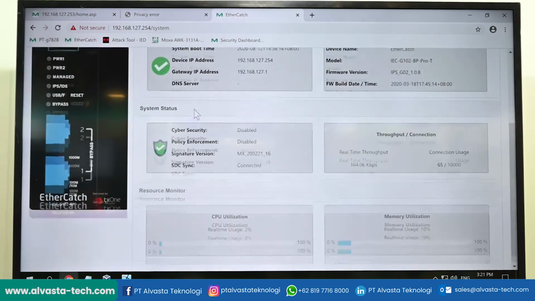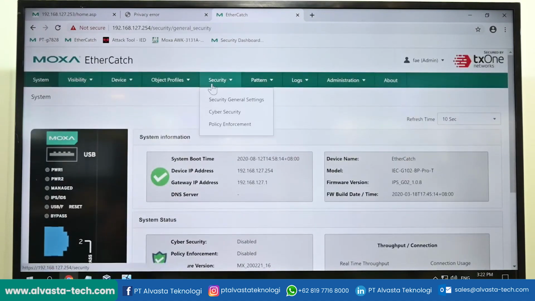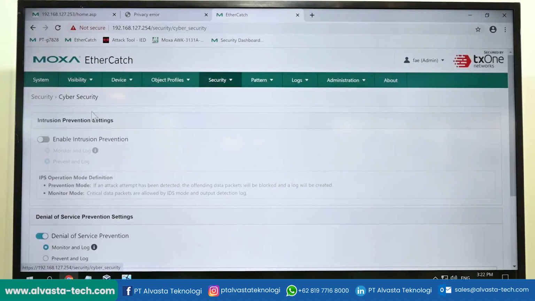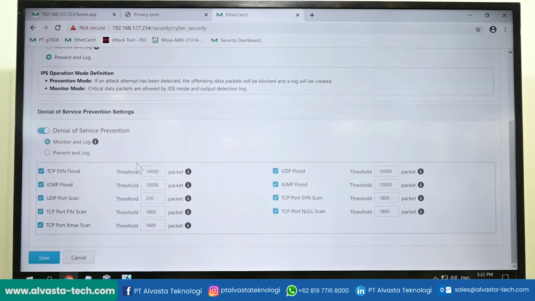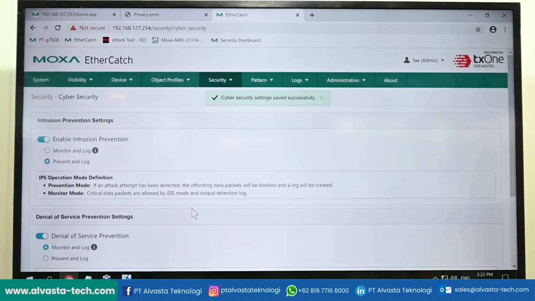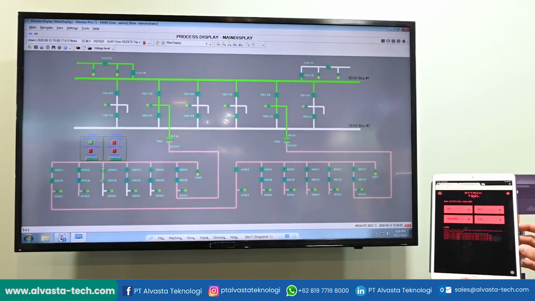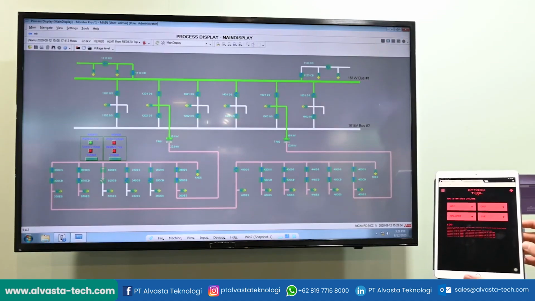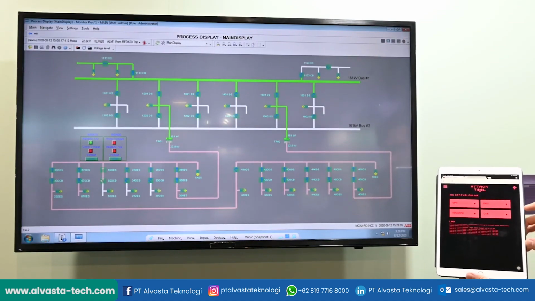This is a web user interface of EtherCatch, an IPS from Moxa. By sliding the toggle, I'm enabling pattern-based protection against OT and IT attacks. By the way, the patterns are updated regularly to keep up with the latest security advisories. Now that the protection is on, let's try to execute the same attack one more time.